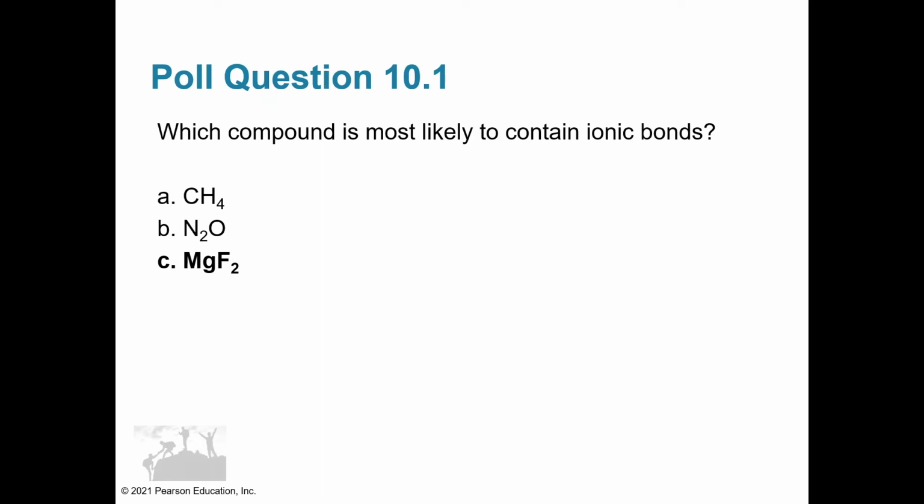Letter C is the only one that has a metal and a nonmetal. And we know that metals and nonmetals are the ones that form ionic bonds. Choices A and B are molecules, and there are covalent bonds between these atoms.